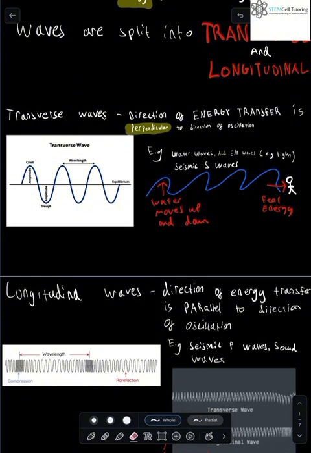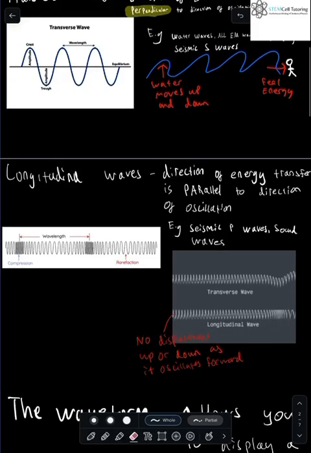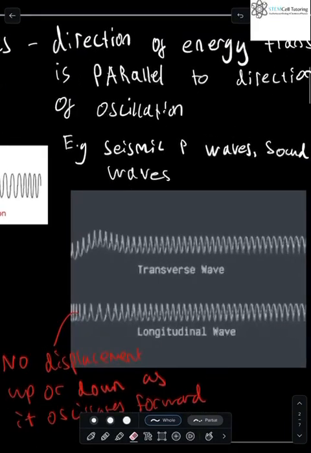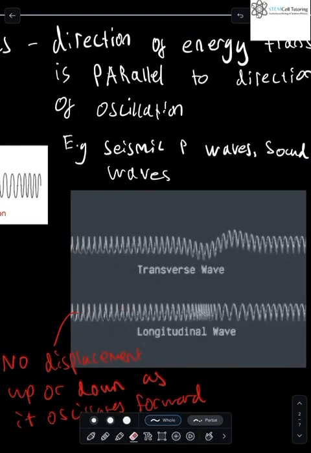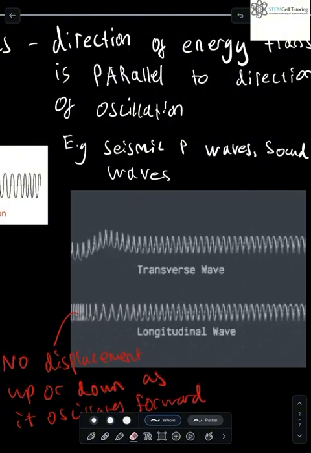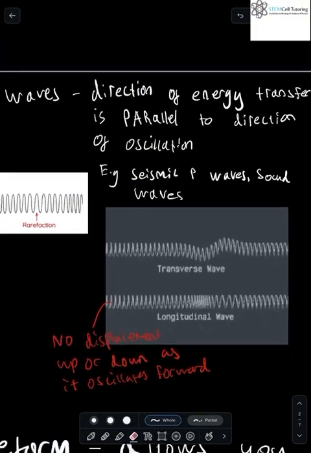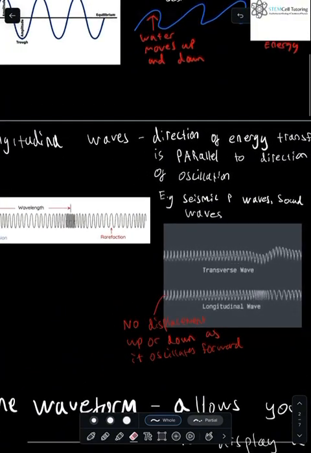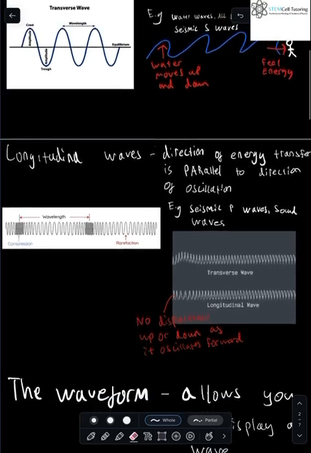Now, for a longitudinal wave, the direction of energy transfer is parallel to the direction of oscillation. As you can see here in the diagram at the bottom, the wave is moving from left to right. That's why it's oscillating, and it's also transferring energy from left to right. There's no displacement up or down as it's oscillating from left to right.